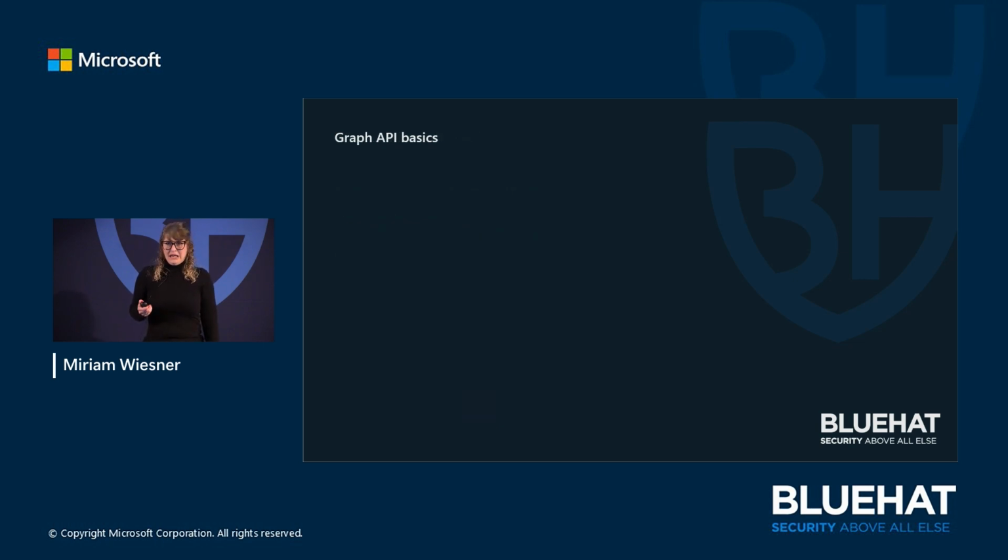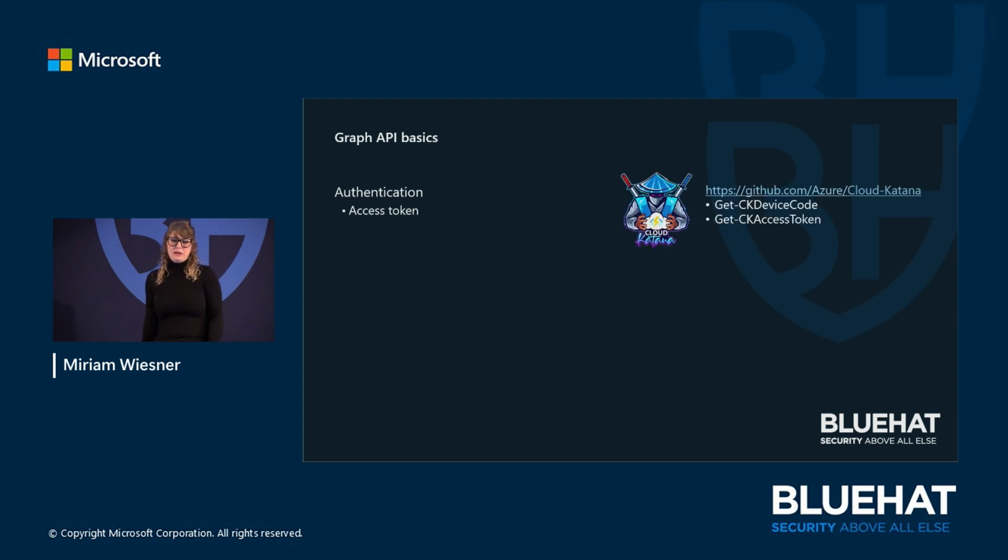So what do we need to query the Graph API? First of all, we need to authenticate. For that, we need an access token. We are not diving too far into authentication in this session. So I will use Cloud Katana, which was written by amazing Roberto Rodriguez, to do this job in my demo.